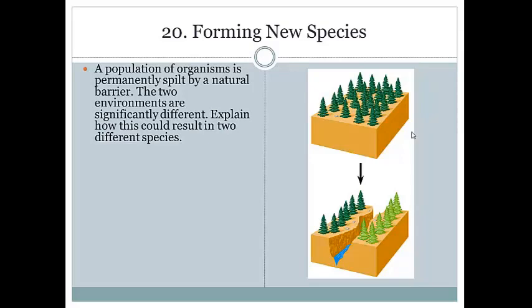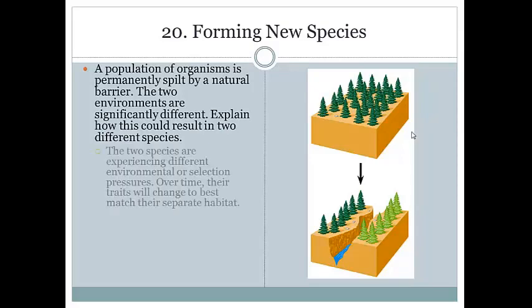Next question is about forming new species. So there's a population of organisms that are permanently split by a natural barrier. The two environments are going to be significantly different. So explain how this could result in two different species. So in my picture here, I've got a population of pine trees, and they become separated by this river that suddenly forms. So on the two different sides of this river, the two populations are experiencing different environmental or selection processes. So over time, traits will change to the ones that best match the separate habitats.